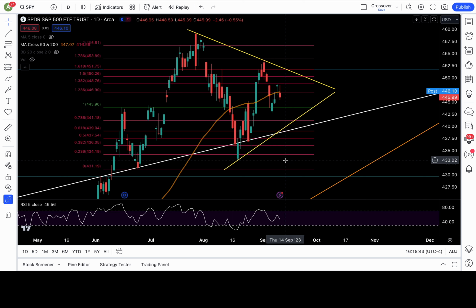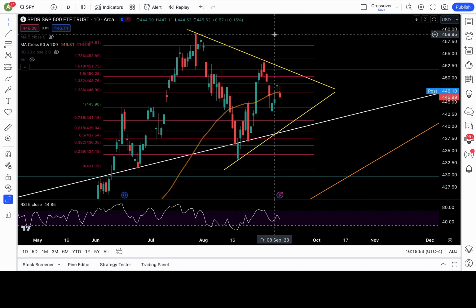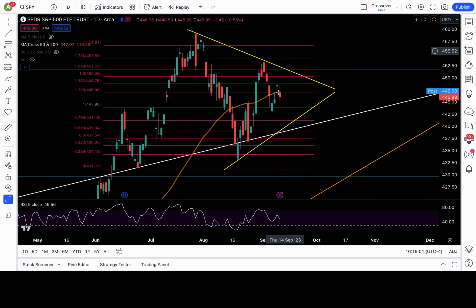For tomorrow, we got CPI coming in. Watch the news, but be unbiased with the price action. Whatever the price action does, watch the initial reaction. Watch for the fake out, the false breakdown. The false breakout will be the best setups to trade. Above 447 is bullish. Below 447 is bearish.